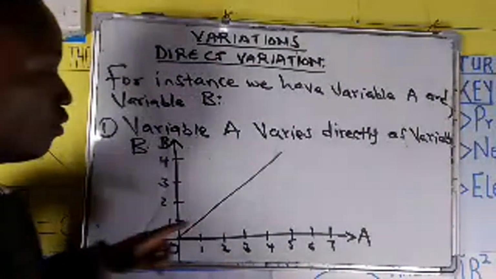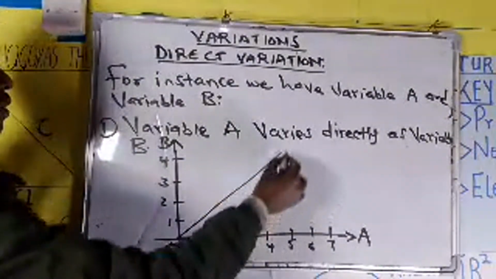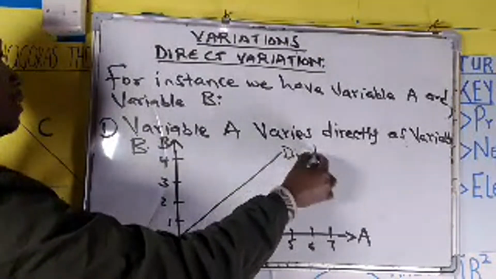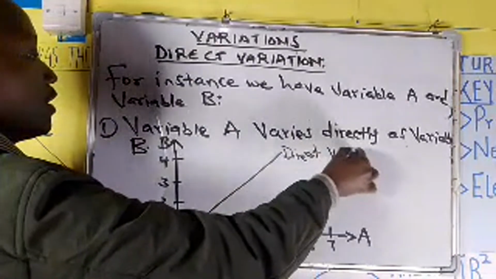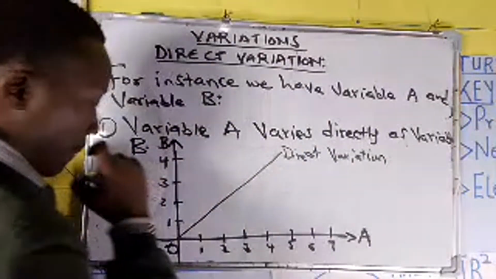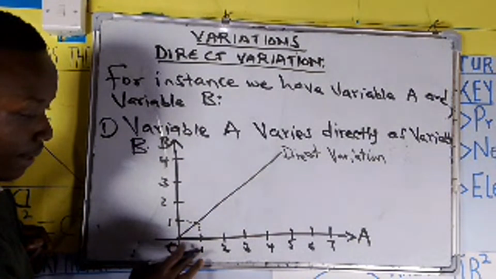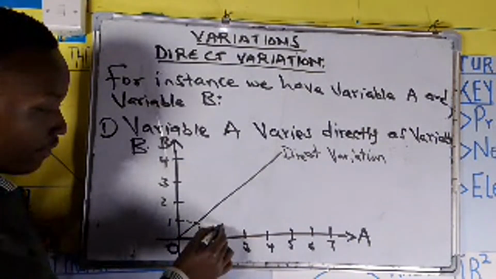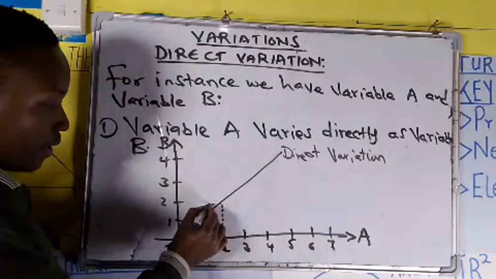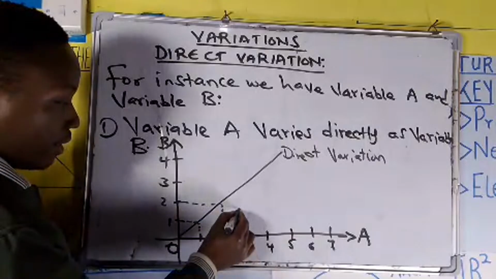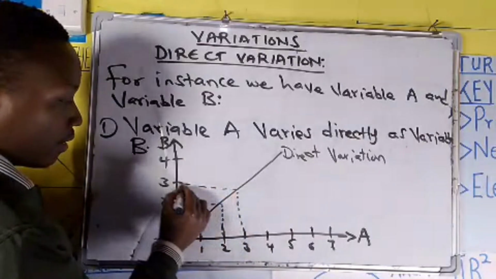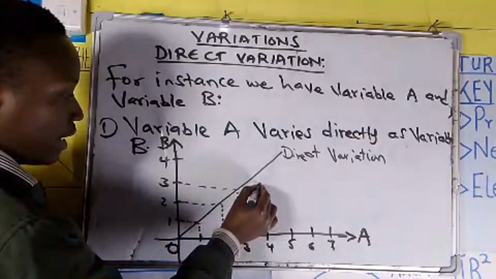This line is a good representation of direct variation. Why are we saying so? Because an increase in variable A is causing an increase in variable B. You can clearly see that.